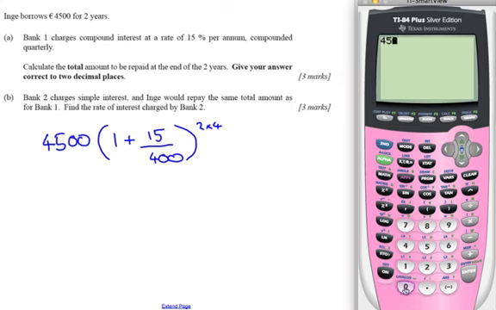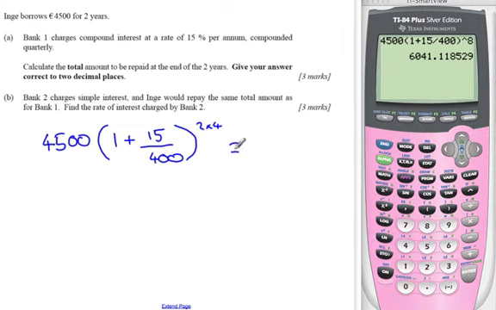All right, so write it again. 4500 times 1 add 15 over 400 to the power of 8. Okay, so that gives us this number here. It's finance, so we need to make sure we give that answer to, oh no, it says here, give your answer correct to 2 decimal places. So 6041.12, and that is euros. Okay, that's part A. Part B.